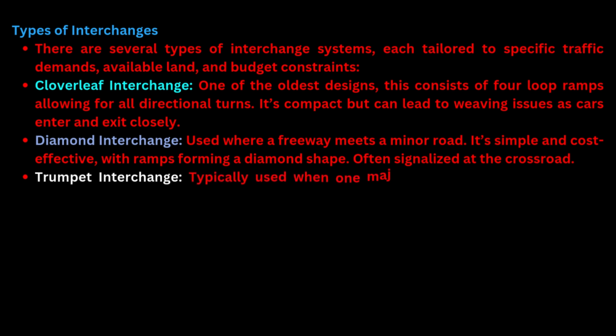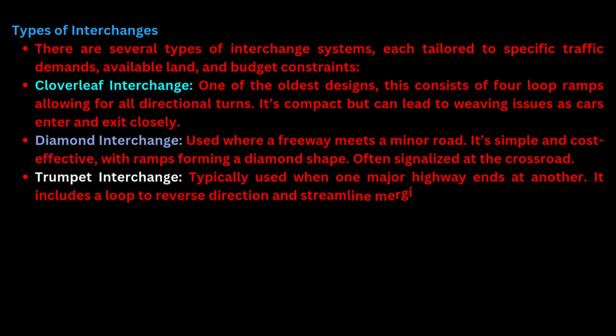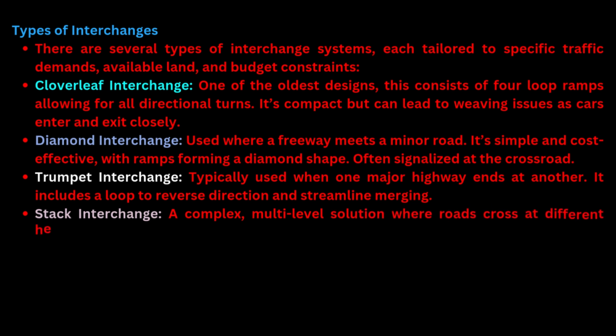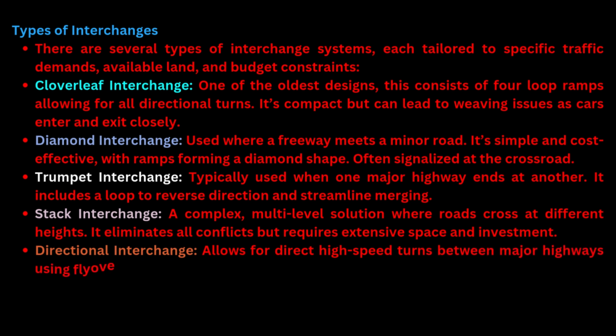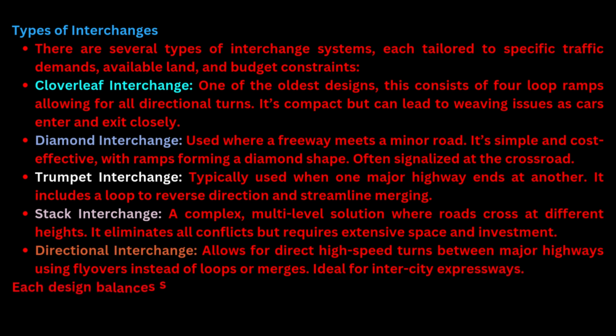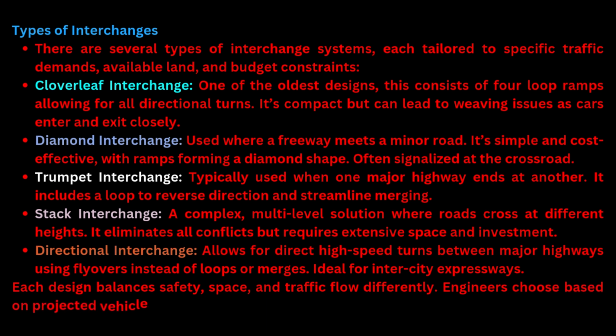Trumpet interchange, typically used when one major highway ends at another. It includes a loop to reverse direction and streamline merging. Stack interchange, a complex, multi-level solution where roads cross at different heights. It eliminates all conflicts but requires extensive space and investment. Directional interchange allows for direct high-speed turns between major highways using flyovers instead of loops or merges. Ideal for intercity expressways. Each design balances safety, space, and traffic flow differently. Engineers choose based on projected vehicle volumes, speeds, and available land.